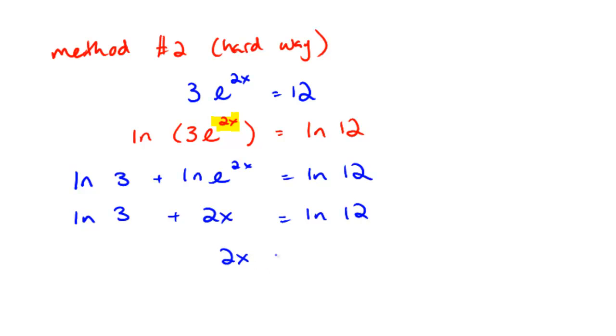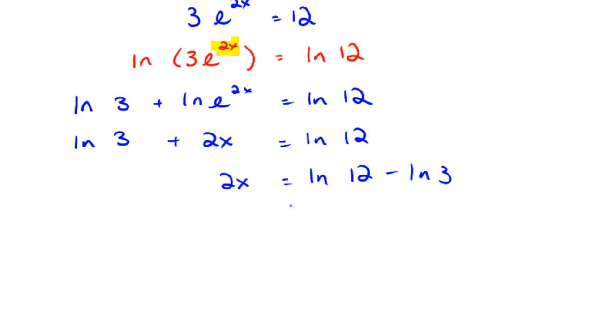So then 2x is equal to ln 12 minus ln 3. Notice you can simplify the right-hand side using the quotient rule to get ln 4. So x is equal to 1/2 ln 4. So x is equal to ln 2 as before. And I hope you agree that method number 2, the hard way, is much longer with many more steps, much harder to not screw up, particularly in a test situation.